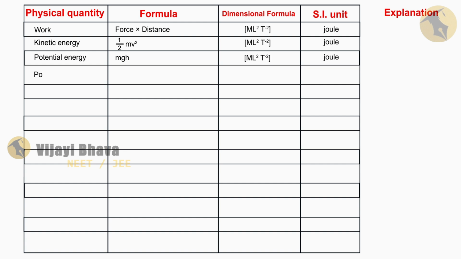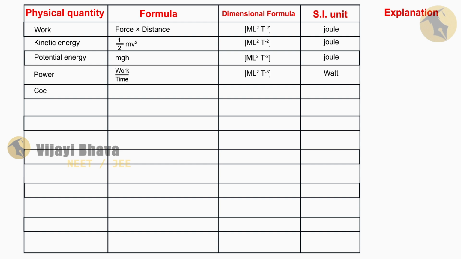The next one, power. Power is the ratio of work to time. So work with the dimensional formula M1 L2 T minus 2 is taken in the numerator and T1 in the denominator. Now this becomes M1 L2 T minus 3.